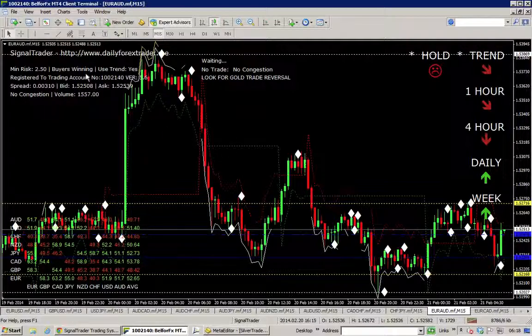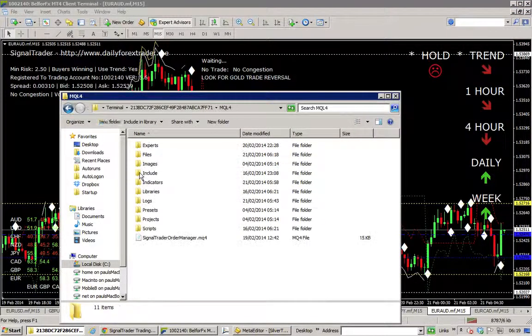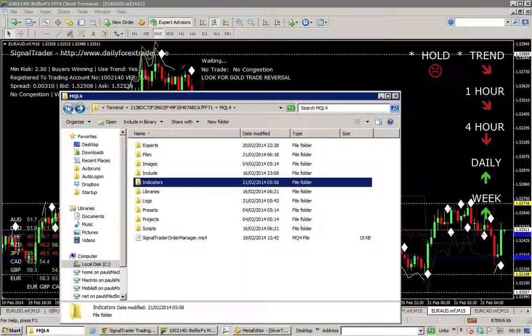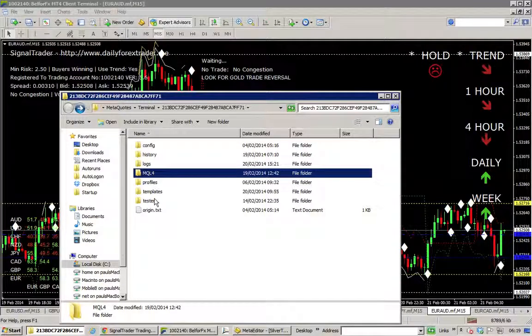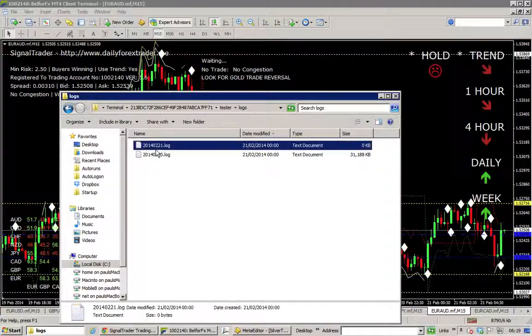Just a little note for upgraders. When you're upgrading, go to File, Open Data Folder, go in your data folder, MQL4. You need to replace the Signal Trader EX4 in this folder here, and also go into tester, go into logs, and delete the logs. For some reason in the older versions it wrote a load of logs, which it didn't need to do. So that's all fixed now.